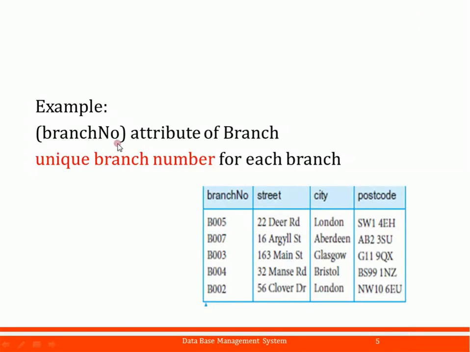As an example, we have a branch number attribute of branch, and this branch number is unique for each and every branch, and this forms your key. Here you have the branch number, so every branch in a bank will be identified by its branch number that forms its key.